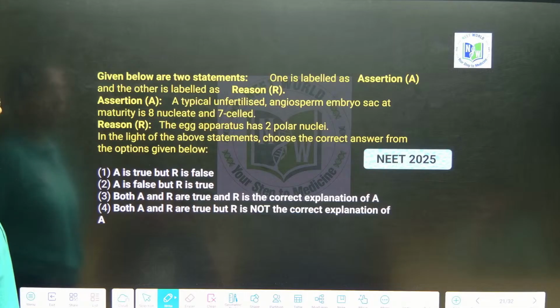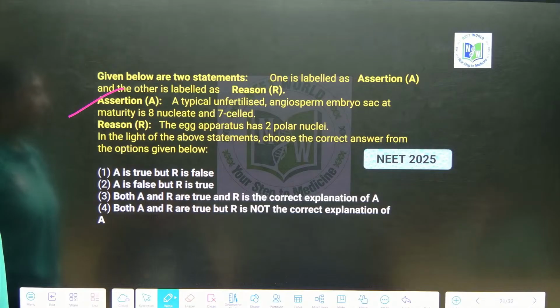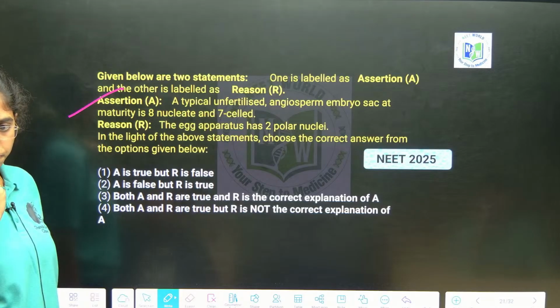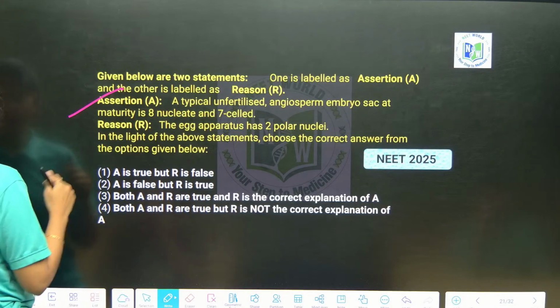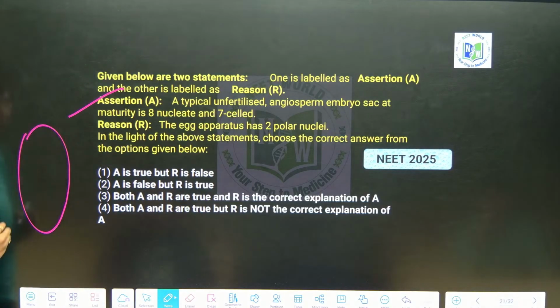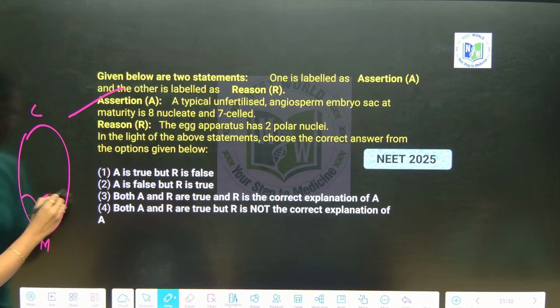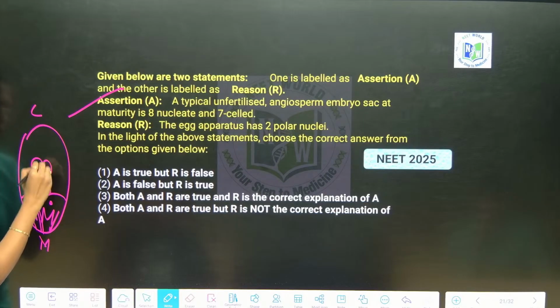R is false, A is true. 8 nucleated and 7 celled. R is false. The egg apparatus has 2 polar nuclei. Wrong. Egg apparatus will have how many cells? This is the embryo sac. Micropylar end, chalazal end. Here 3 cells will be there: 2 synergids, 1 egg cell. Together you will call it as what? Egg apparatus.